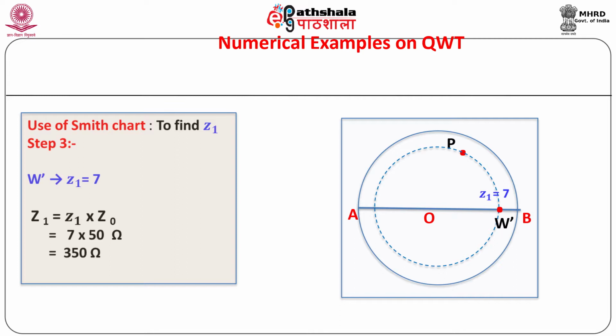To determine the real normalized impedance Z1, draw a circle of radius OB with O as its center. Note the reading at point of intersection W dash of the circle with radius OB of the Smith chart. The reading at point W dash represents the value of real normalized impedance Z1. Use this value of real normalized impedance Z1 to obtain the required input impedance capital Z1 using the formula as shown. In the problem under consideration, we have Z1 is equal to 350 ohm.